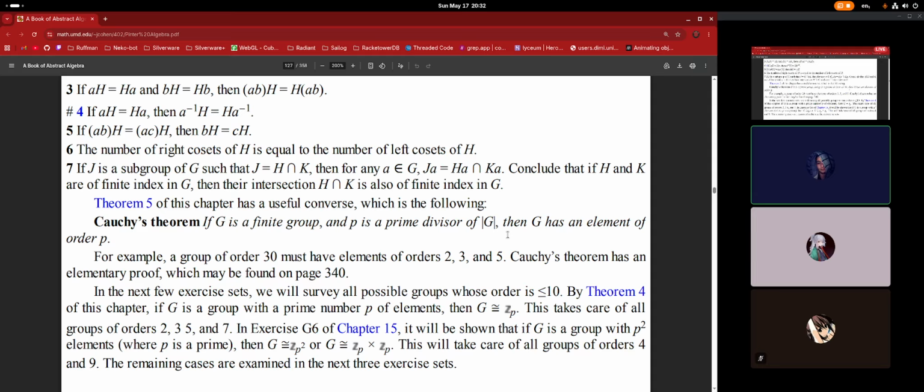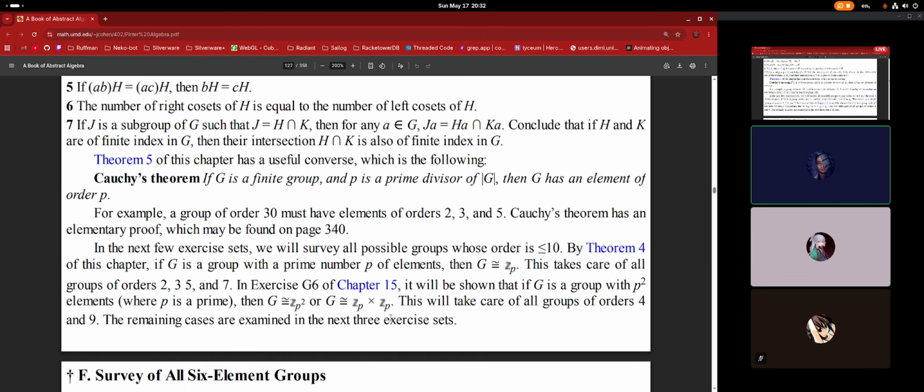In exercise G6 of chapter 15, it will be shown that if G is a group with P squared elements, then G is isomorphic to Z modulo P squared, or to the Cartesian product of Z modulo P with itself. This will take care of all groups of orders 4 and 9. The remaining cases are examined in the next three exercise sets.